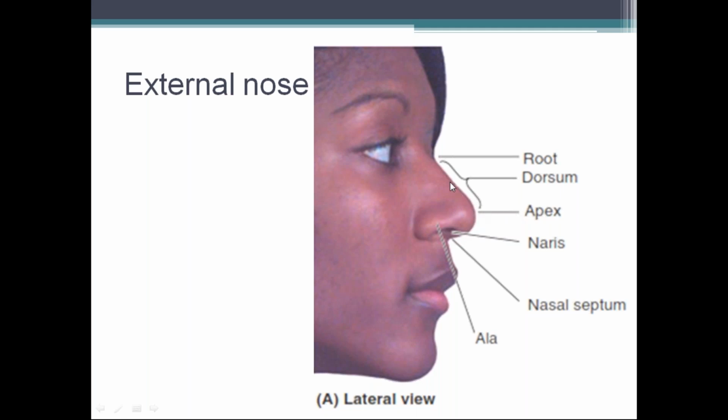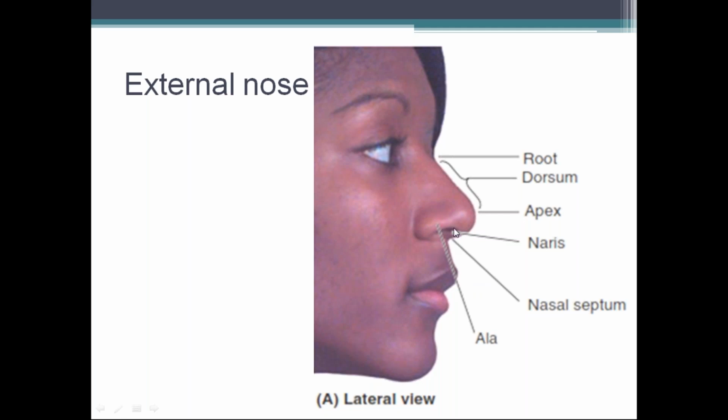Then you can see there will be a depression just below the frontal bone. This part is called the root of the nose. Then the part which extends from root to tip is called the dorsum of the nose. Okay, so on either side the dorsum ends as a soft projection, that is called the ala of the nose.